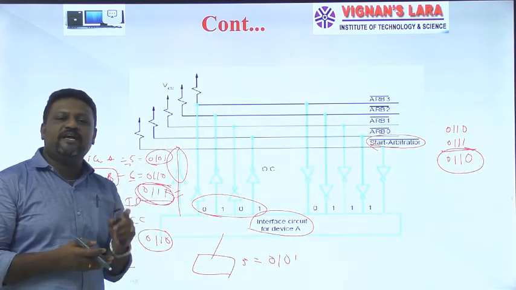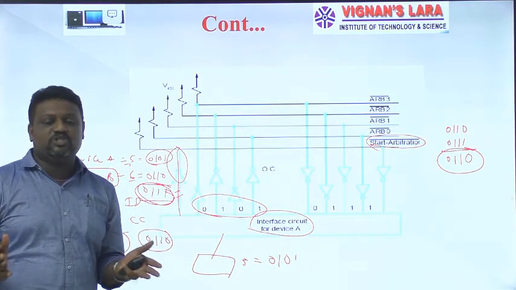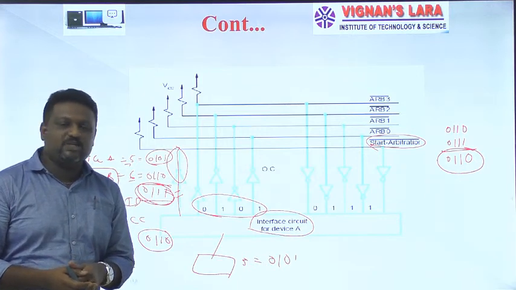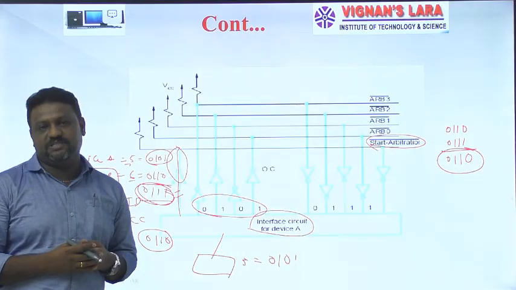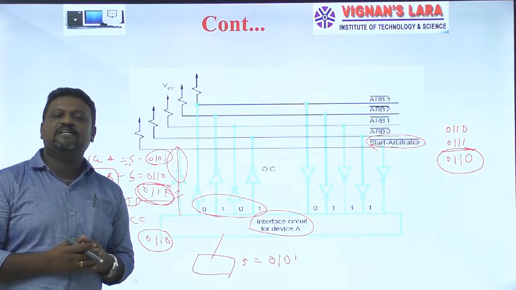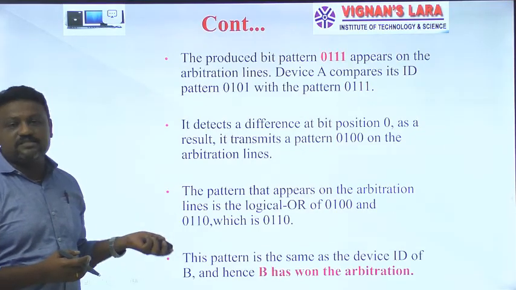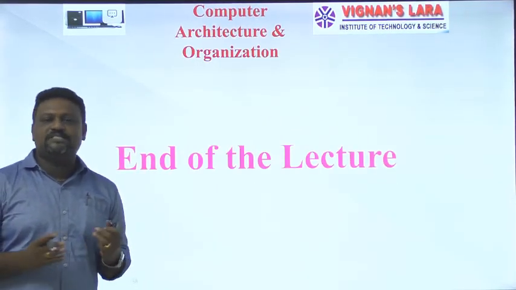So compared to centralized, here all the devices get a chance to become the bus master in the system. That's why this second method is the best compared to the first method. I hope you understand, friends, what both the methods are, centralized as well as distributed bus arbitration methods.